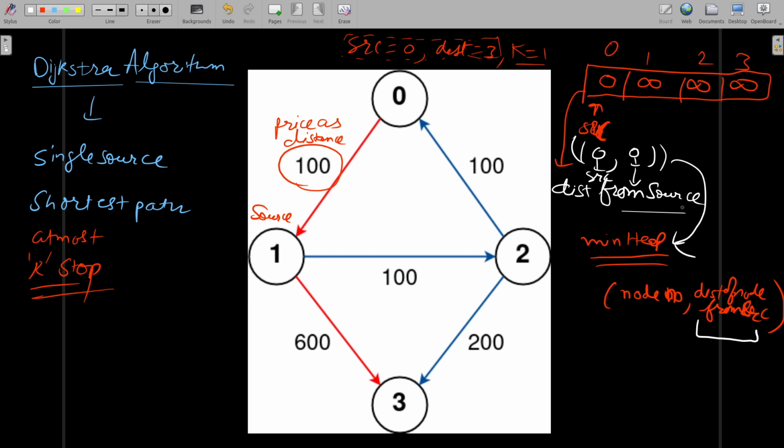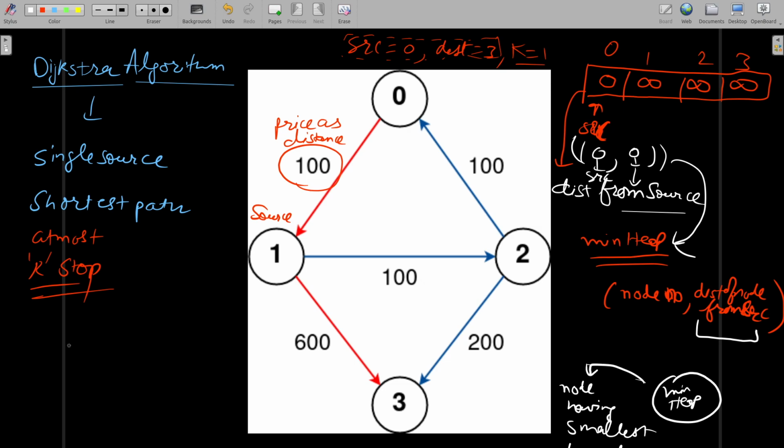So your min heap will return, at the top of the min heap, a node which is at the smallest distance from the source. Okay, so let's say you pick that node out of the heap, the node having the smallest distance from source. Okay, so now you are having the node with the shortest distance from source.